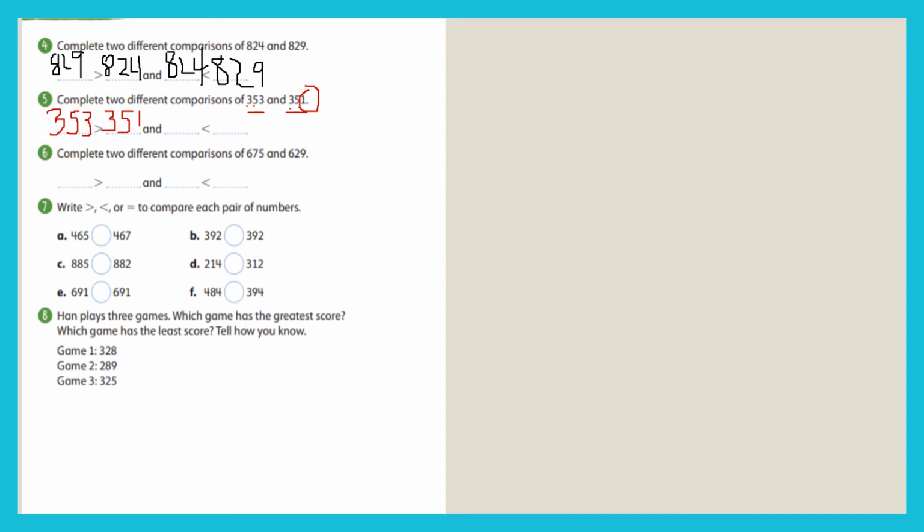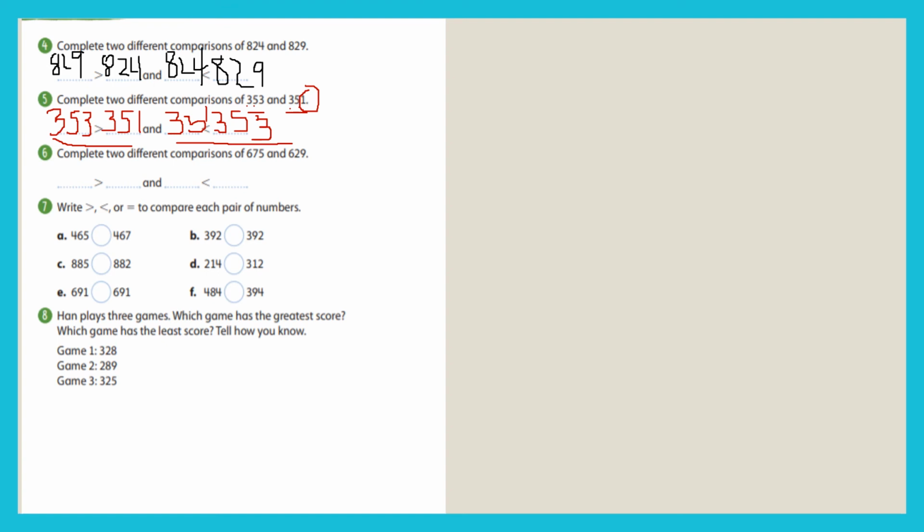Look at my arrow. I have to put 353 here, because the opening has to be open to the bigger number so the alligator can eat it. And I have to put 351 here. And it reads 353 is greater than 351, and 351 is less than 353. All right, let's go to another one.